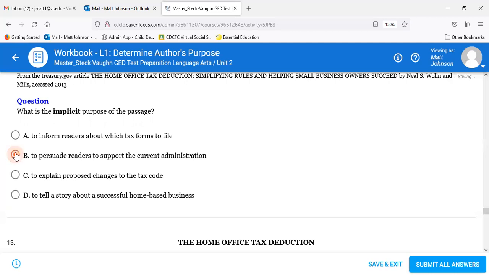So explicitly, right, they're telling you that they're informing you about a tax program or a change in tax law. Implicitly, they're not stating this, but what they want you to do in informing you of this is to persuade the readers to support the current administration, considering where the information is coming from, the Treasury.gov. So that's the implicit purpose. Explicitly, they're giving you information. Implicitly, they're persuading you to support it. So 12 is B as in boy.